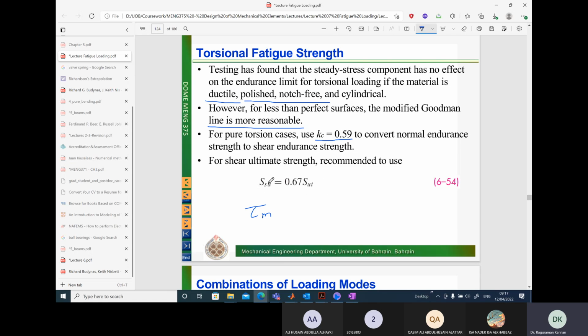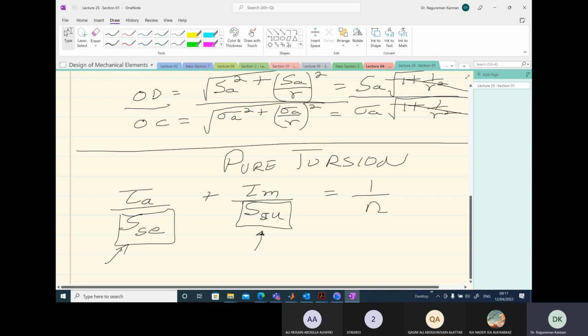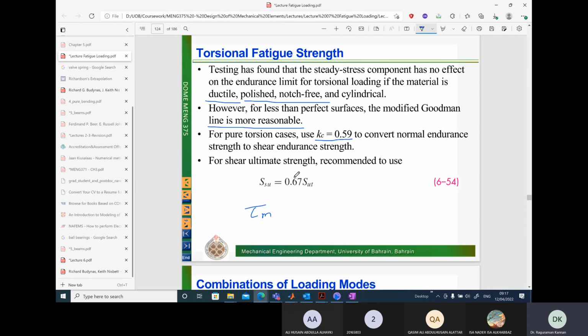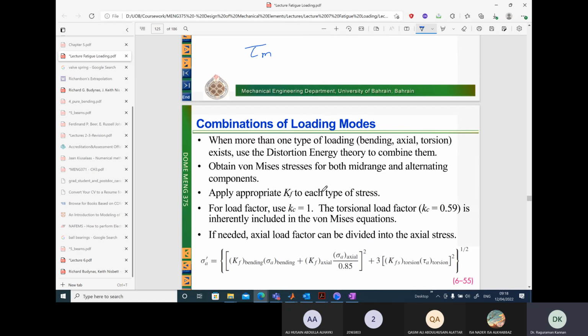We also need to figure out or estimate the value of SSU value appearing in the modified Goodman equation, and we get SSU value by this empirical equation. So this is important to know how you calculate the ultimate strength in shear using the formula 0.67 SUT. So this is the formula we can use. SUT value can be obtained from the tables, and SSU can be estimated by using this relationship, especially for most of the materials, steels and cast irons and any ferrous material. Okay.